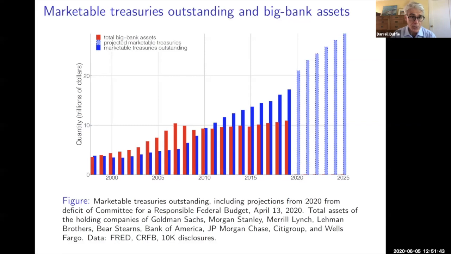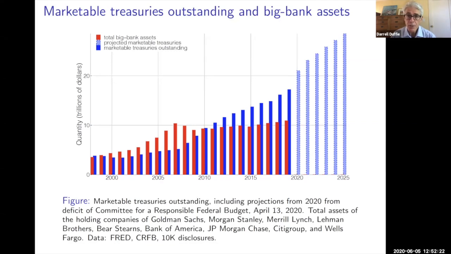The vertical axis on this slide is in trillions of dollars. The horizontal axis covers the time period from 1998 forward to projected results for 2025. The blue bars are the total marketable supply of US Treasury securities. So as you can see, the United States has been spending money hand over fist. And in order to run those very large fiscal deficits, almost by definition, the deficits have to be financed in the form of additional Treasury securities.